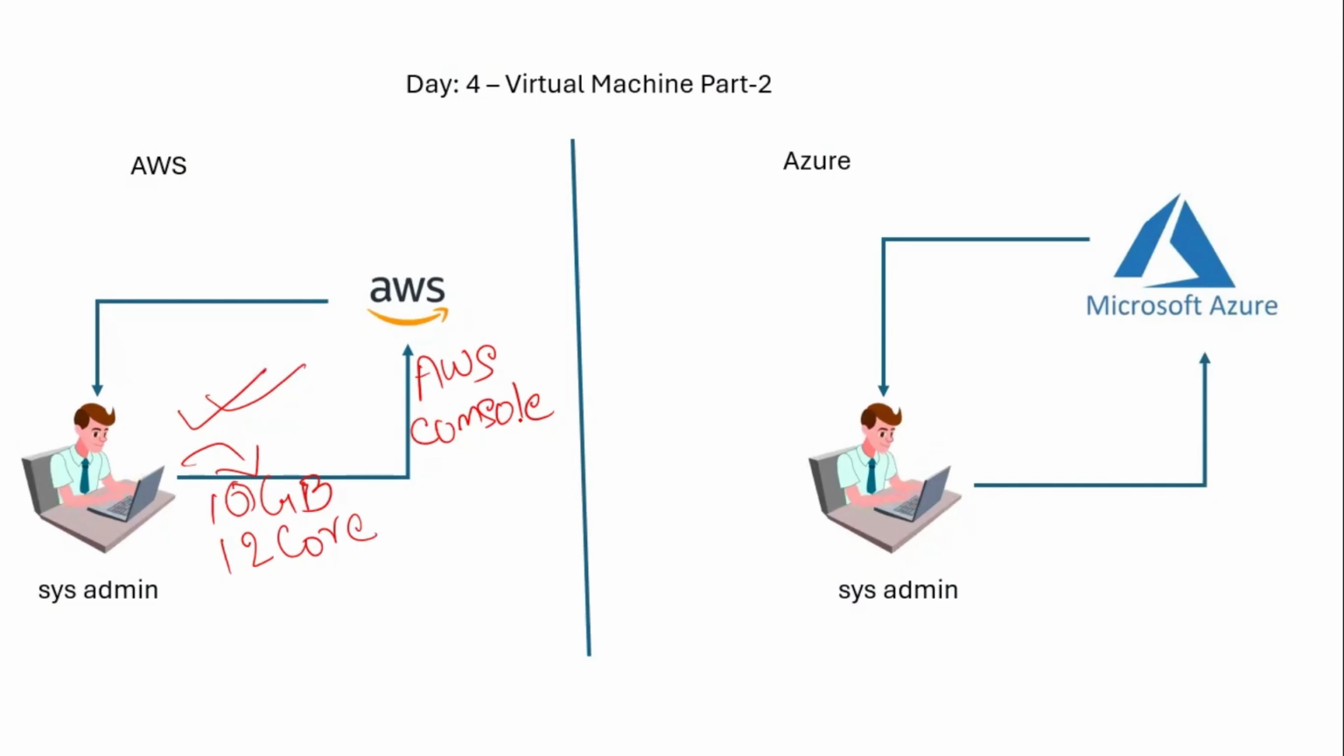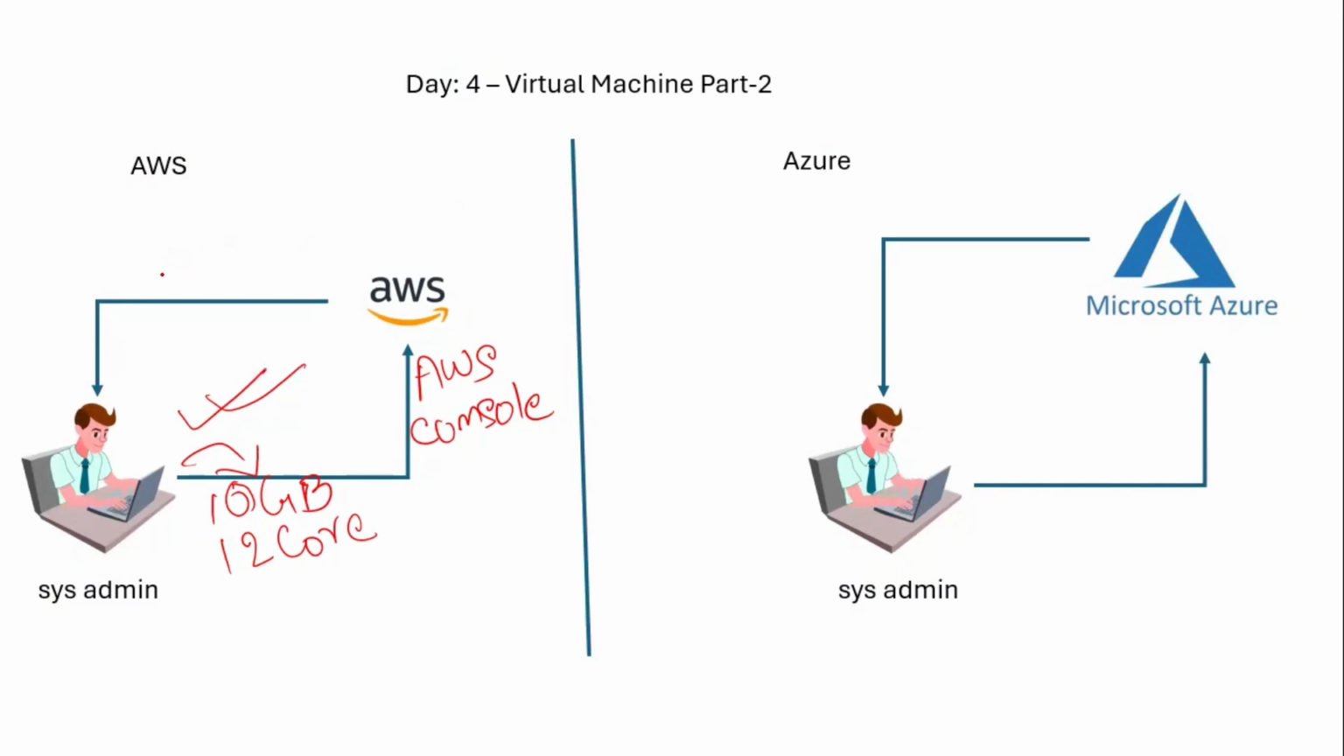The request is to create a virtual machine with 10 GB and a 12 core CPU. Now this sysadmin puts that request to AWS by using the AWS Management Console, an interface which AWS offers. There the request has been placed, and in return, AWS creates one EC2 instance.